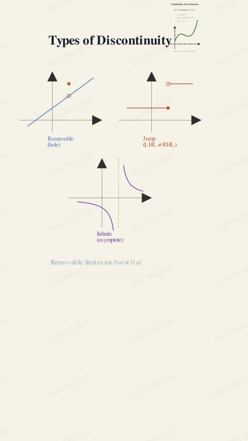Second, jump discontinuity, the left and right limits exist but are not equal. The function jumps from one value to another. Step functions and signum have jump discontinuities. Third, infinite discontinuity, the function shoots to infinity near the point, like 1 over x at x equals 0.